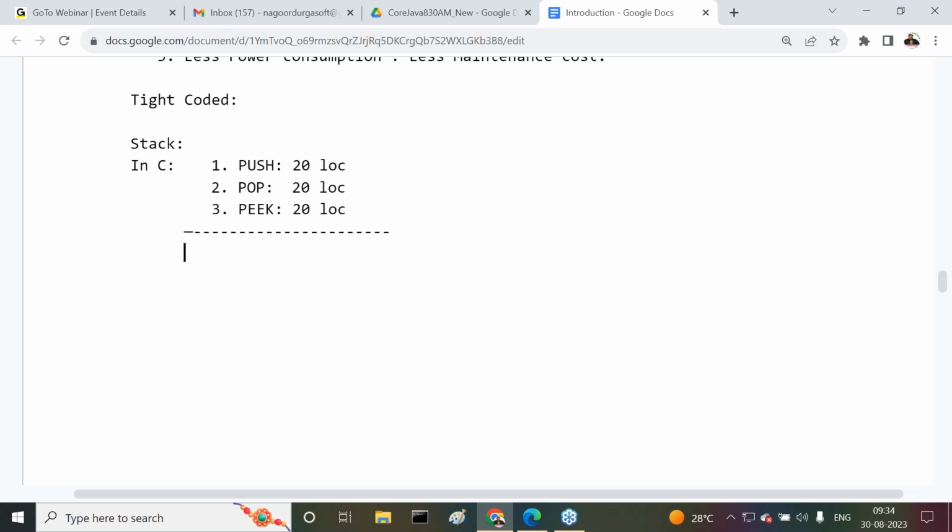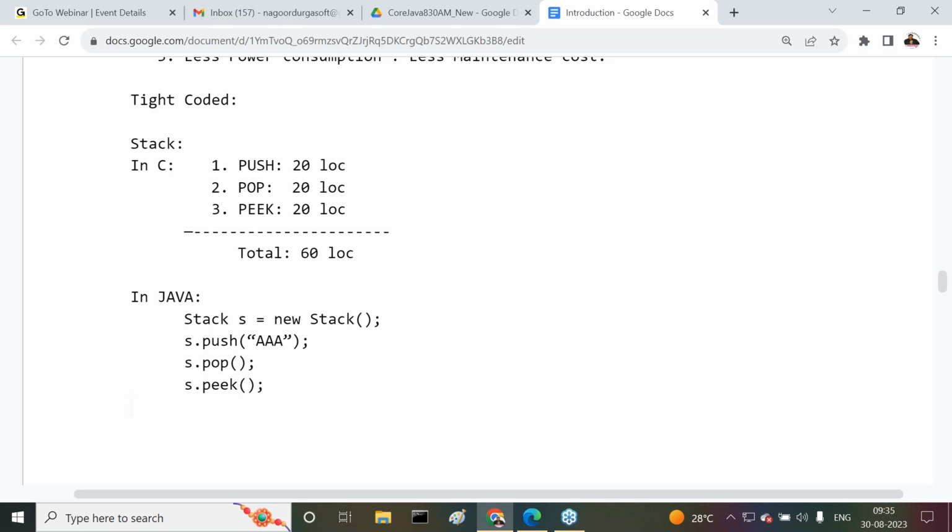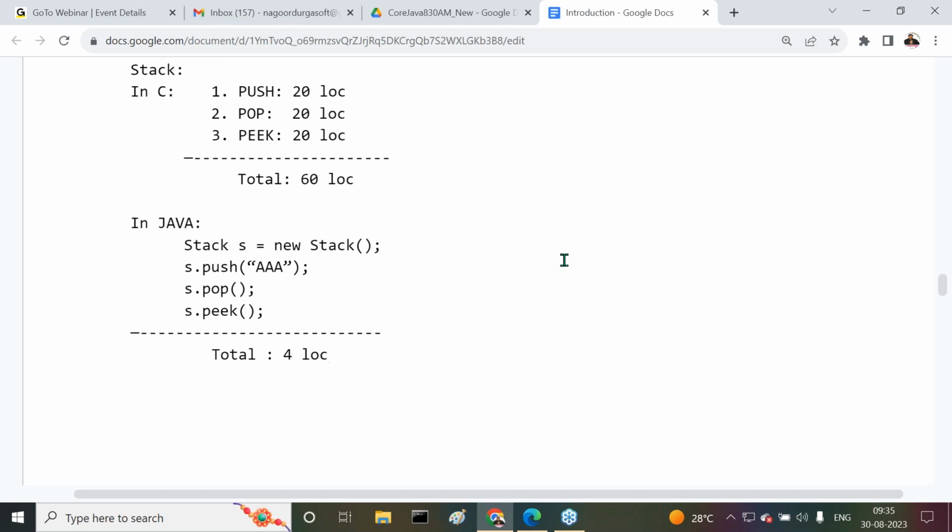To perform these stack operations, totally how many lines of code are we going to consume? 60 lines of code, in the case of the C programming language. But if we want to do the same thing in Java, how many instructions do we need? Stack S is equal to a new stack object, which we created. S dot push, finished, my push operation is completed. S dot pop, finished, my pop operation is completed. S dot peek, my peek operation is completed. Overall, in Java only 4 lines of code, versus 60 lines of code in C.